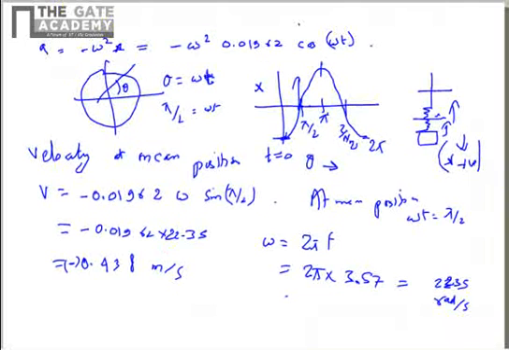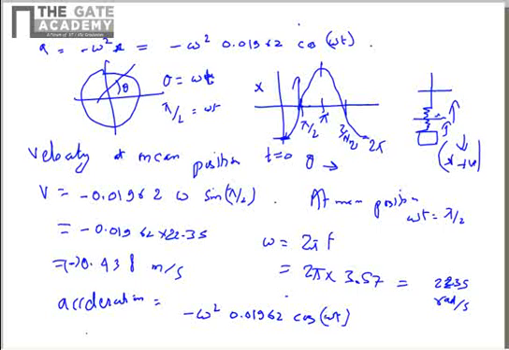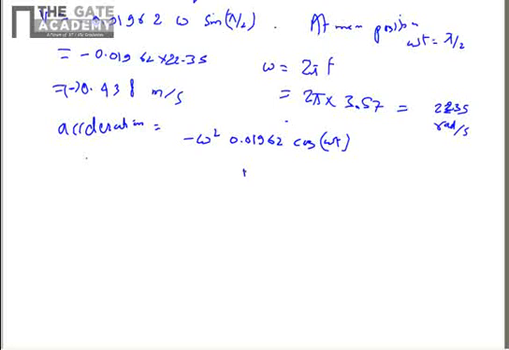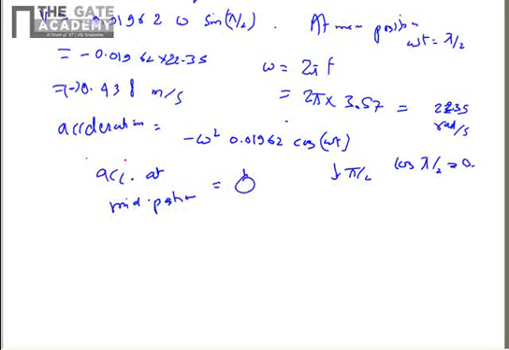Now what about acceleration? We know that it is given by minus omega square times the amplitude, the equation for x, cos omega t. Omega t we know is pi by 2. So we'll put cos pi by 2, and cos pi by 2 we know is equal to 0. So the acceleration at mid position will be equal to 0. There is no acceleration at the mean position. Everything is just the velocity, the kinetic energy.